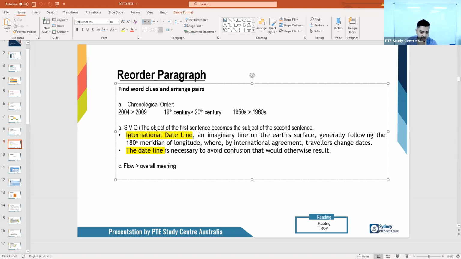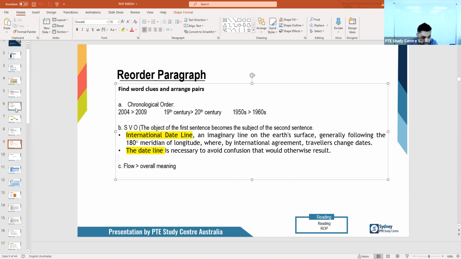So one sentence is talking about the international date line, and there is another sentence which is talking about the date line. So that's how I know they are pairs together. So that's how we're going to get scored in our exam. The date line, it's still talking about that.